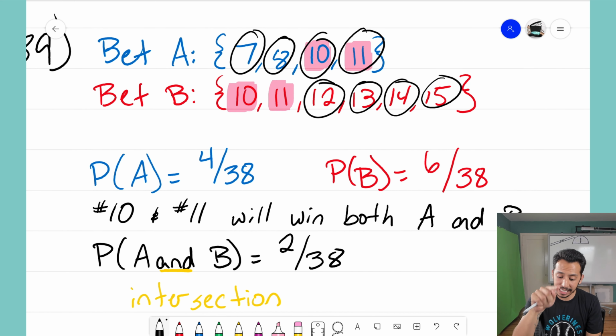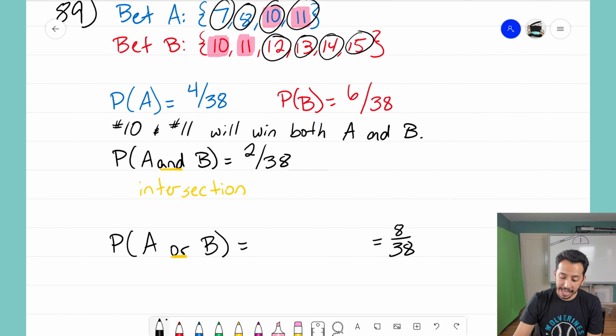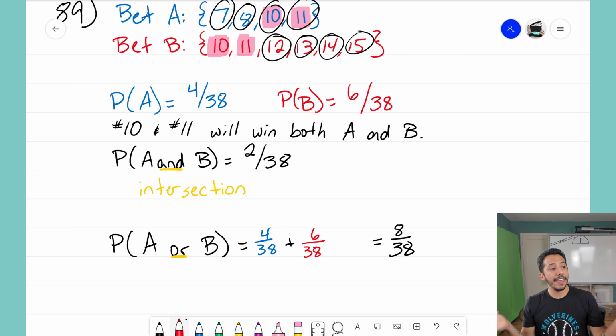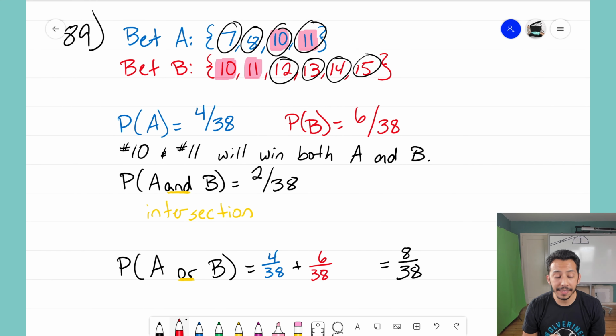So the biggest mistake that I see for this problem here is that students will take the probability of A, 4 over 38, and the probability of B, 6 over 38, and they'll add them together. That's fine. If you want to add them together, you can add them.